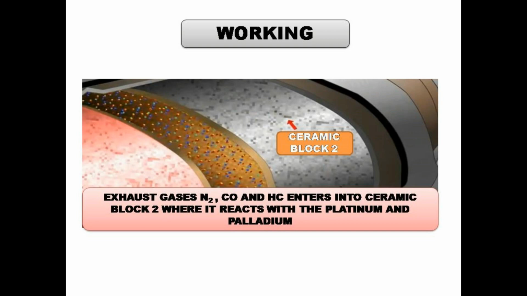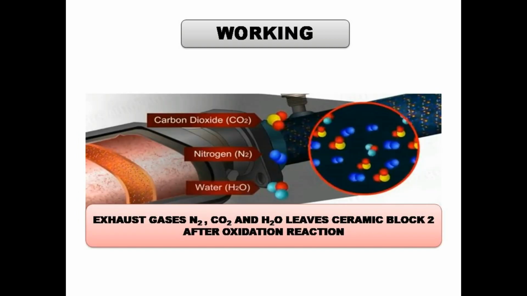Hot exhaust gases like nitrogen N2, carbon monoxide CO and unburned hydrocarbon HC enters into ceramic block 2 where it reacts with the platinum and palladium. Exhaust gases like nitrogen N2, carbon dioxide CO2 and water H2O leaves ceramic block 2 after oxidation reaction. We can see that the carbon monoxide and hydrocarbon gases are oxidized.